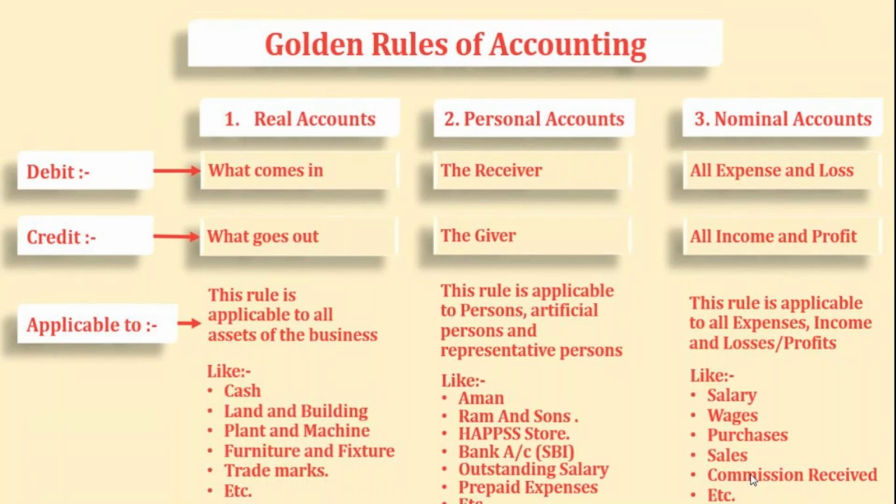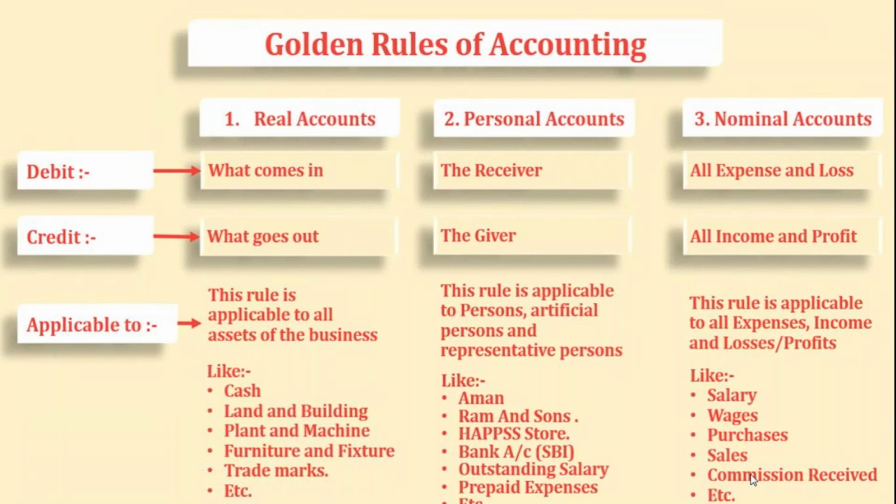Yes, but I will tell you one thing, it is not named simply as the golden rule. It has a golden touch for all your journal entries. Once you are thorough with these golden rules, any entry you can pass in Tally. It becomes dead easy for you to pass the entries. So I'll just go for a quick discussion of these three types of accounts. Under golden rules of accounting, we have real account, personal account, and nominal account.